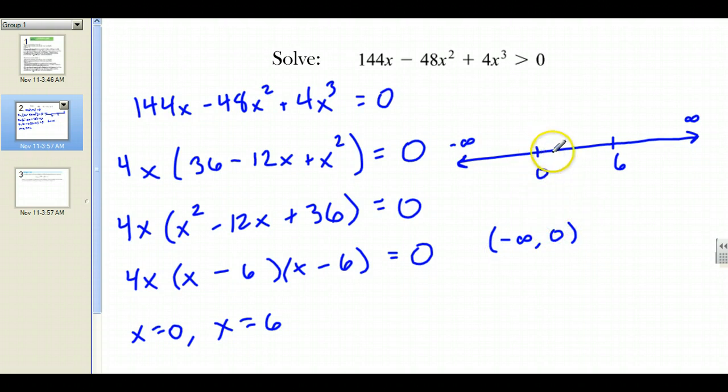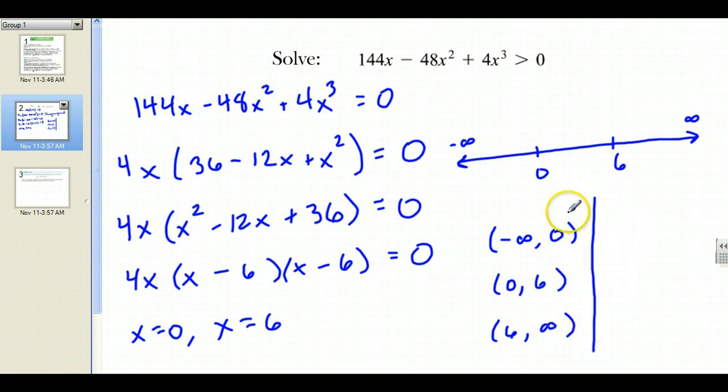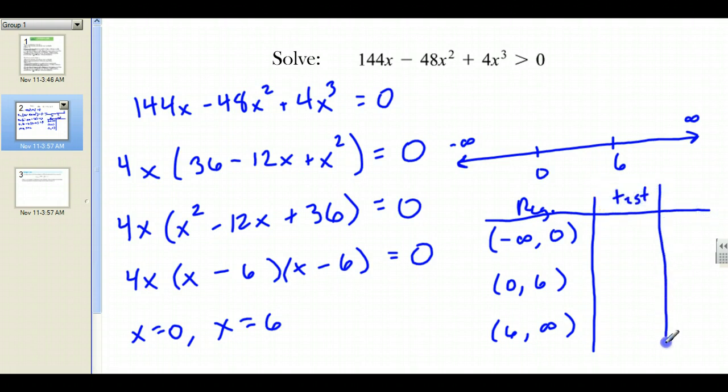Then there's from 0 to 6, and then there's from 6 to infinity. So there's the three regions that are created by these things. Now, these are regions, and I'm going to pick a test value that's in each region. And then I'm going to determine the sign.